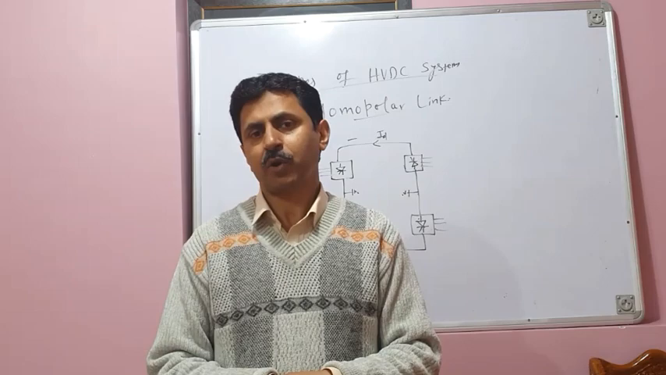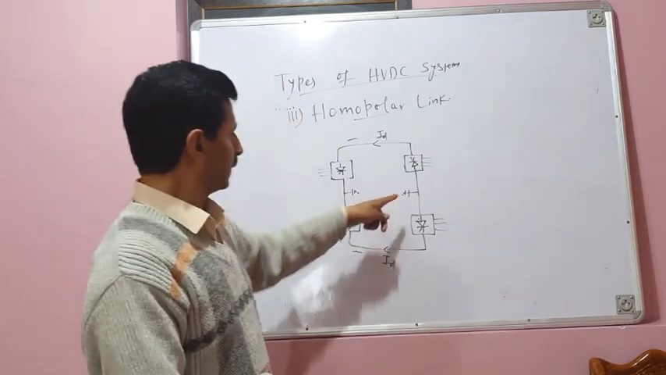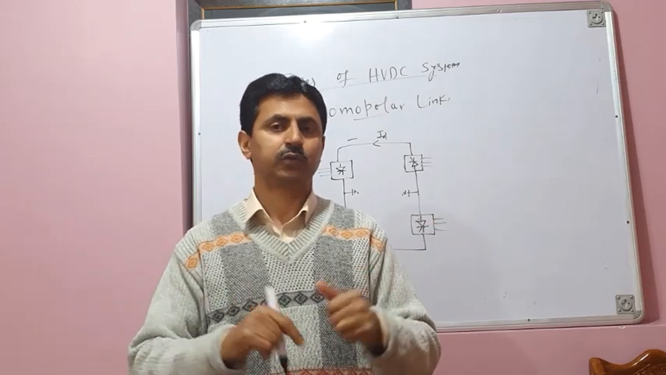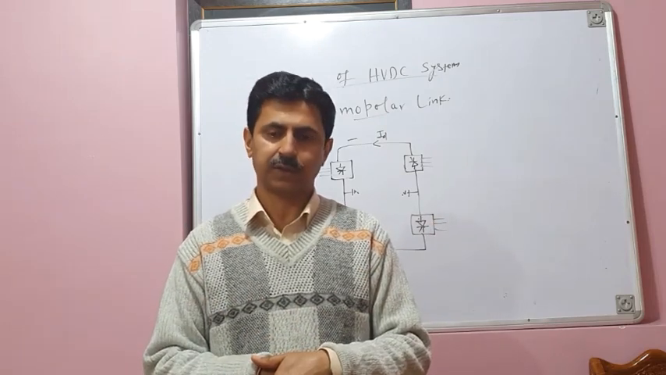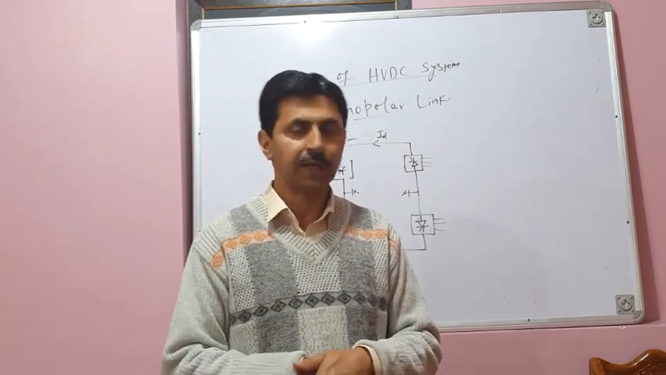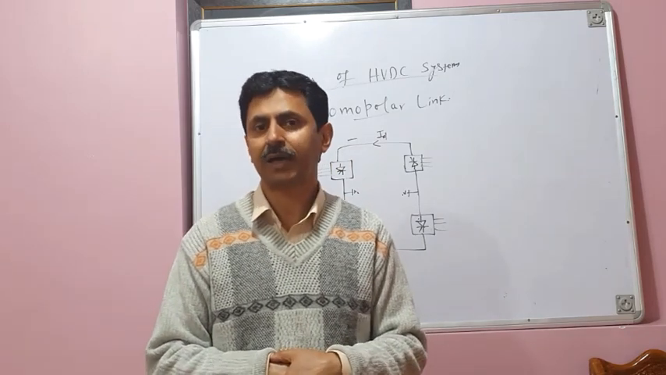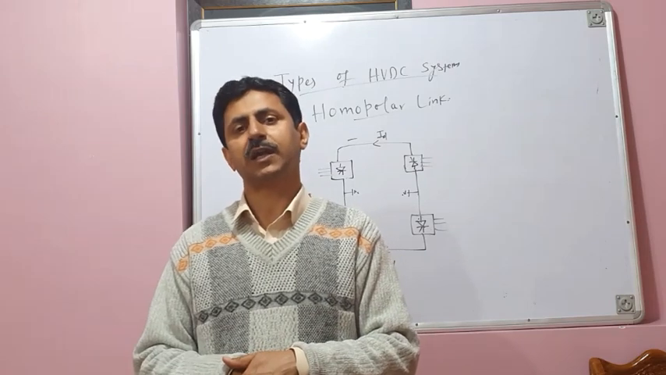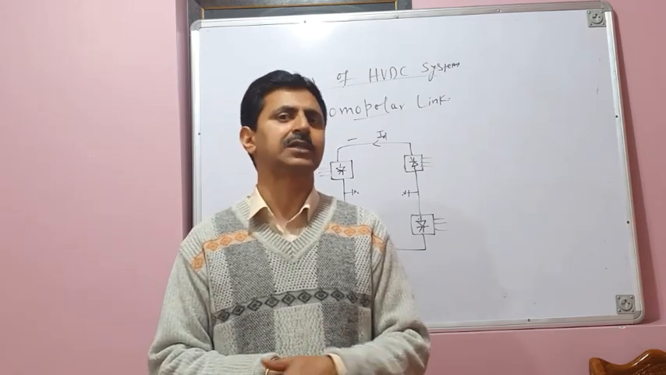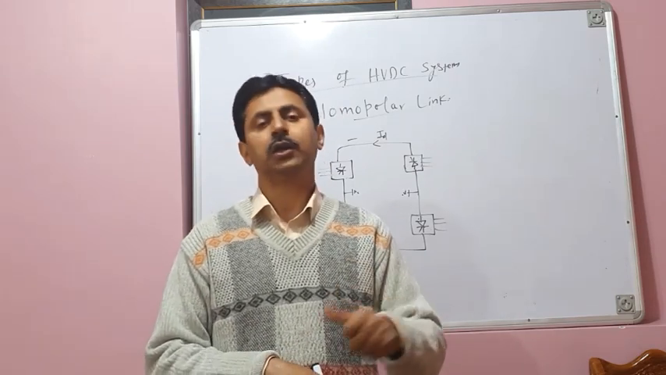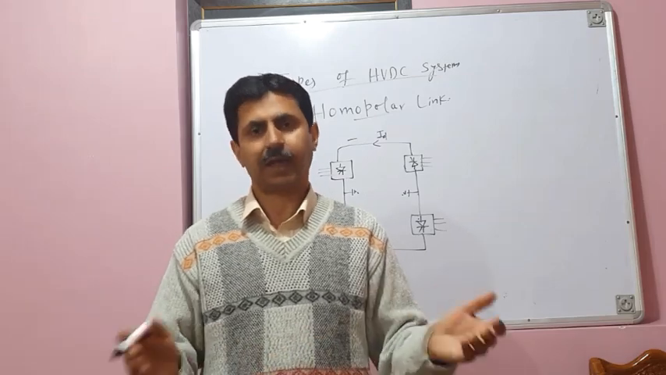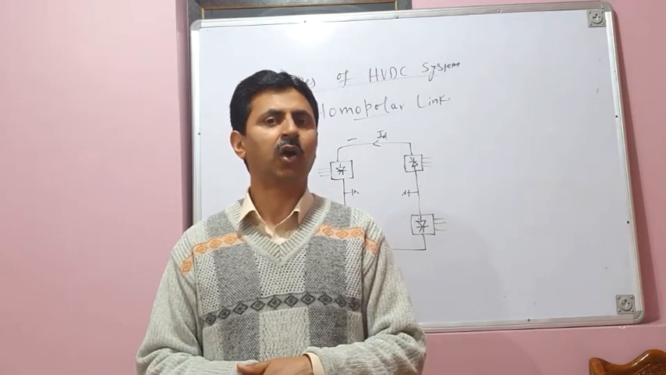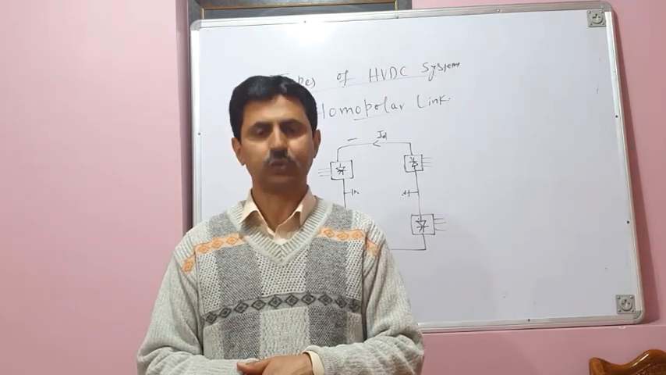But the main problem is the flow of current through the ground. Current continuously flows through the ground, which is objectionable because it causes the corrosion of pipes, it causes the corrosion of sheaths of the underground cables, it causes corrosion of other metallic objects, it results in induced voltages, and in the event of broken ground rods or earth rods, other problems. So therefore, homopolar link is not very popular. It's generally not used.